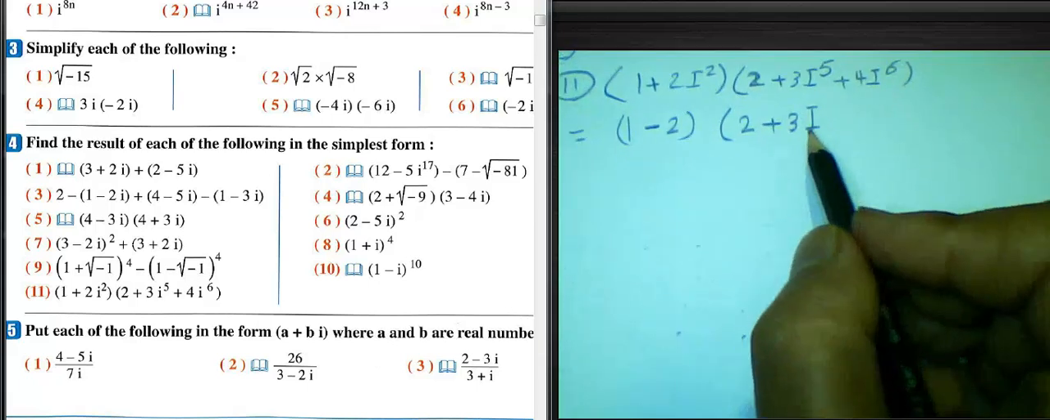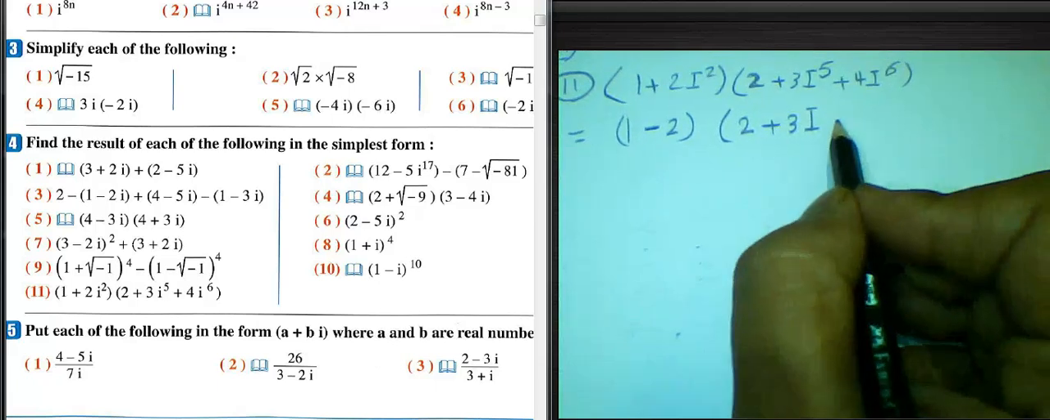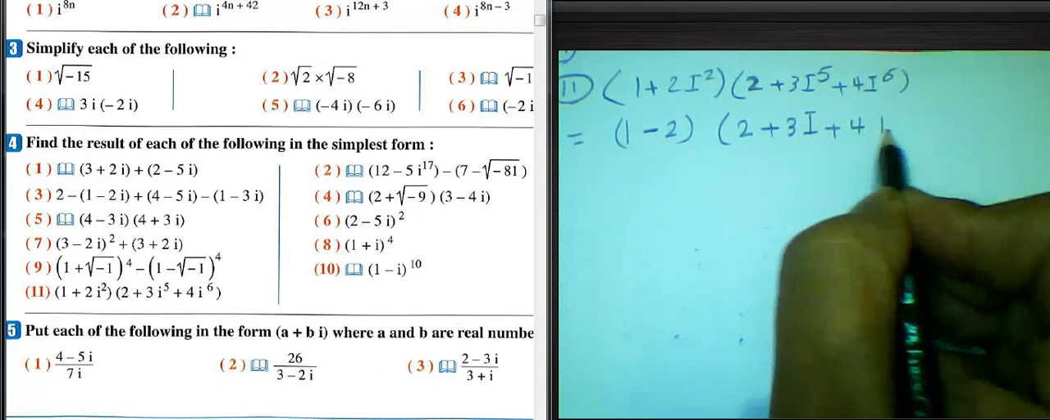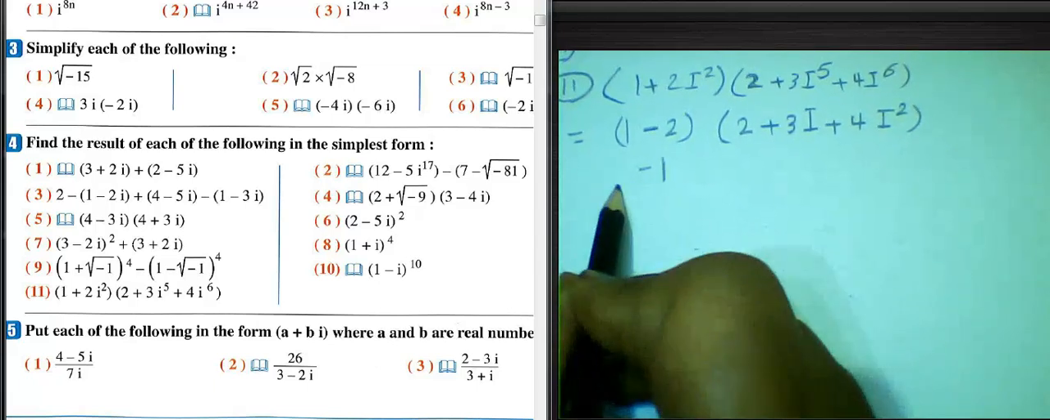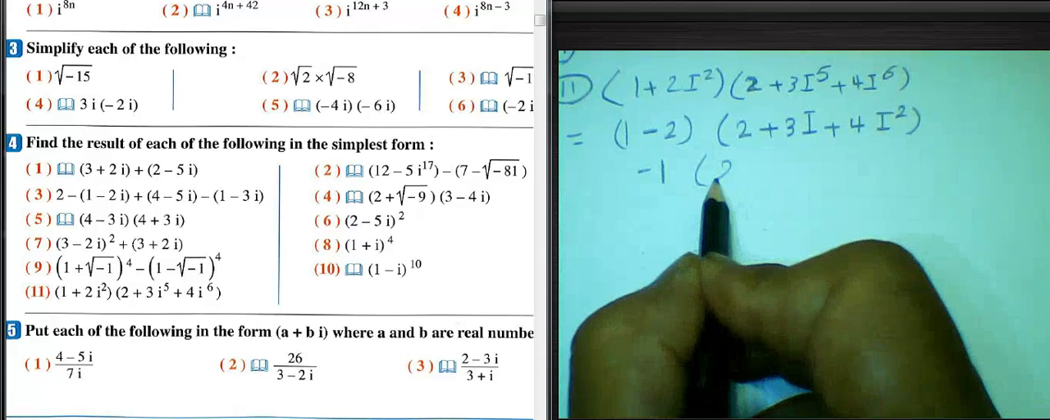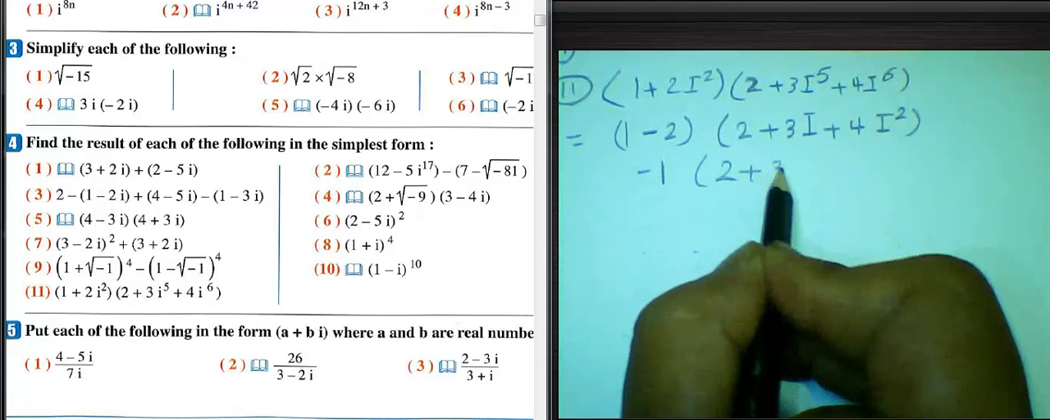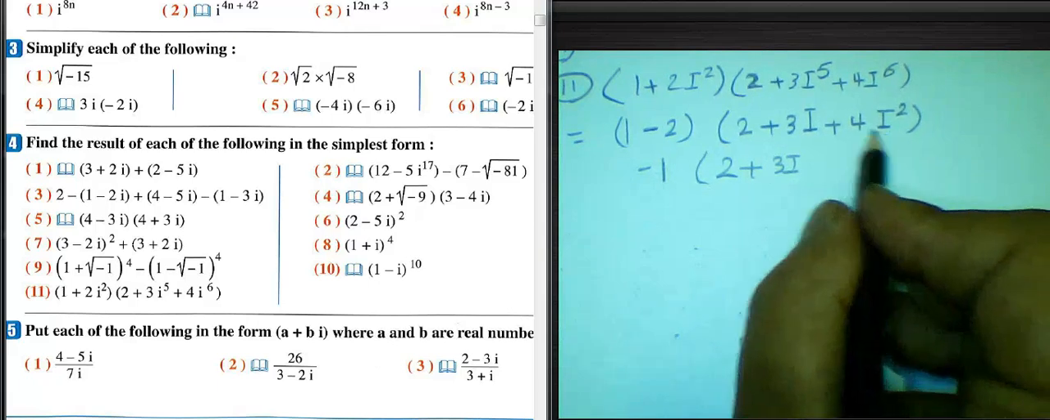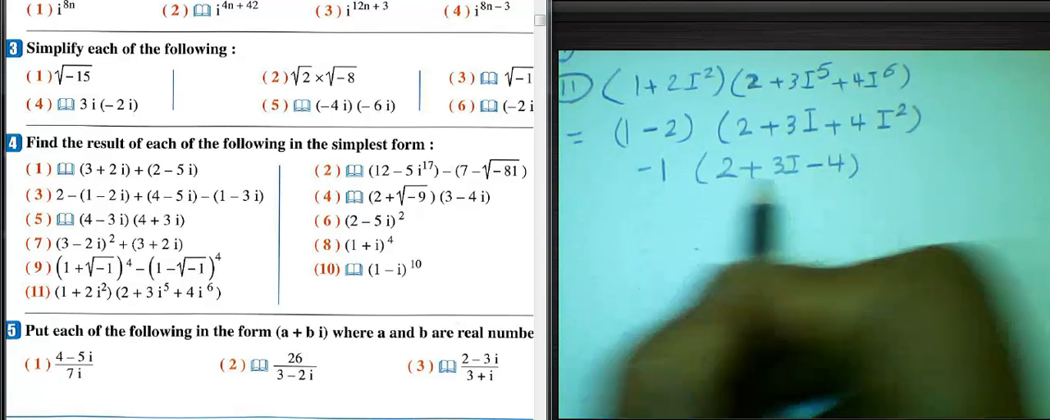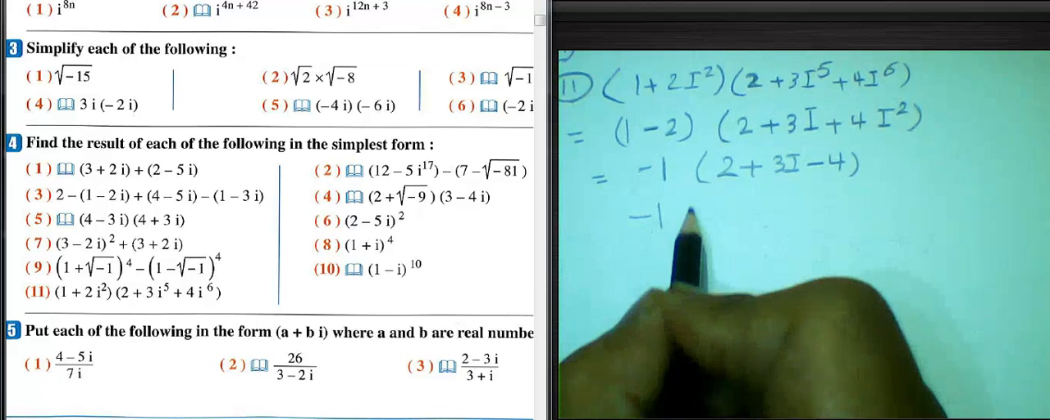Plus 4 times i power 6, which equals i power 2, which equals negative 1, multiplied by 2 and 3i. i power 2 equals negative 1. Negative 1 times 4 equals negative 4. The result will be negative 1.